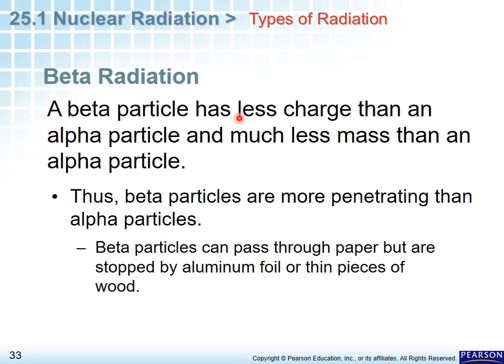A beta particle has less charge than the alpha particle and much less mass than an alpha particle. Thus, beta particles are more penetrating than alpha particles. Beta particles can pass through the paper but are stopped by the aluminum foil or a thin piece of wood.